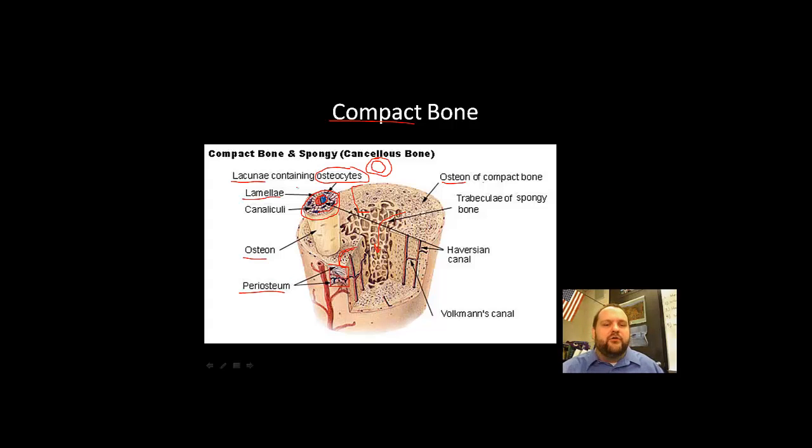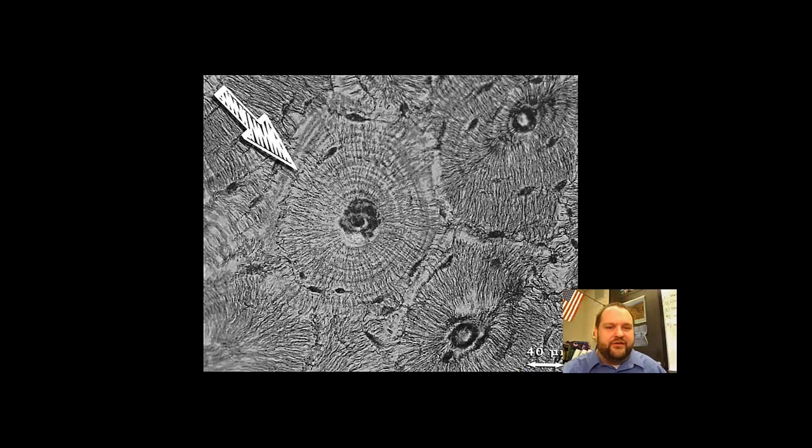Okay, so those are the parts of compact bone. If we look at this picture here, we can see it a little better. So here's our osteon. And then we see these circular rings in here. These circular rings, those are our lamellae. And then we see these holes in the bone. Those are the lacunae. Right here, those are the lacunae. And they contain our osteocytes, or our bone cells.